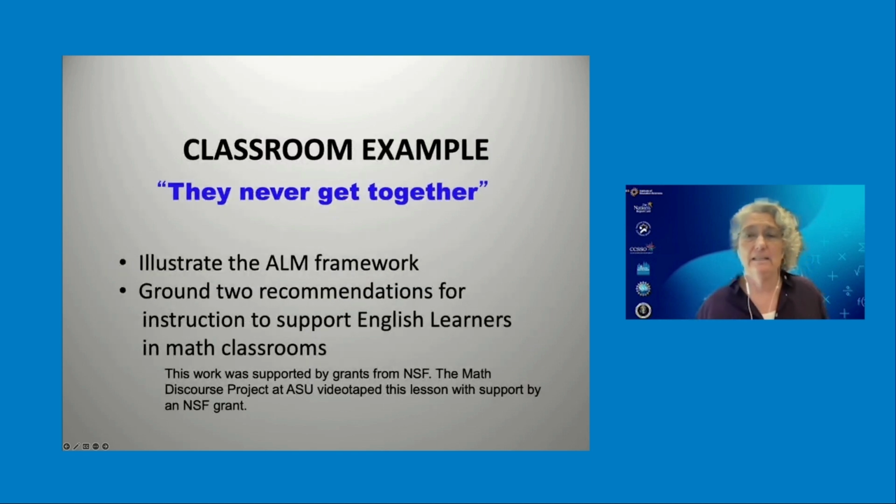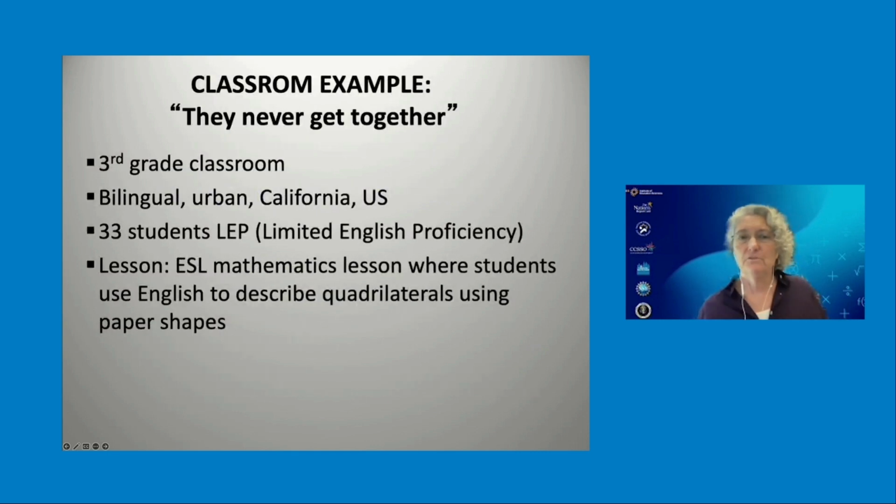So to illustrate that framework, I'm going to use a classroom example, and I'll make 2 recommendations for instruction to support English learners in math classrooms. Let me tell you a little bit about the example. It comes from a third grade classroom, bilingual, urban in California in the United States. There were 33 students at the time. They were labeled as limited English proficiency. Those labels have changed and they're no longer used.